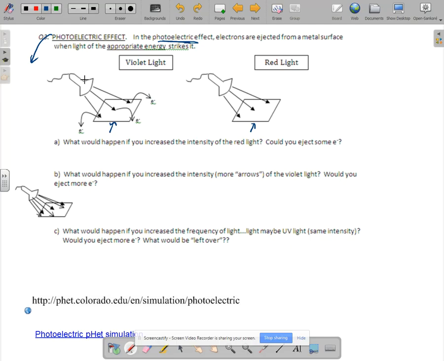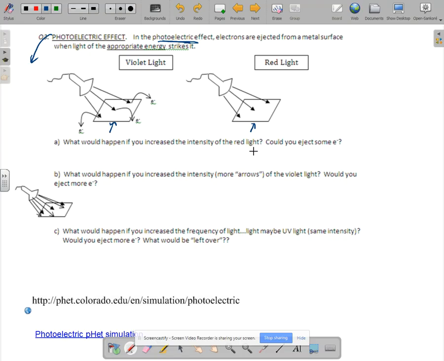So here's what we're looking at. In this particular example, the light that we're using here is of the violet wavelength or violet frequency. Okay. And then for this one, it's red light. Okay. So let's just answer the questions together. And if you want to, I would highly suggest you should go through and give these a try and then come back and we can talk about it.